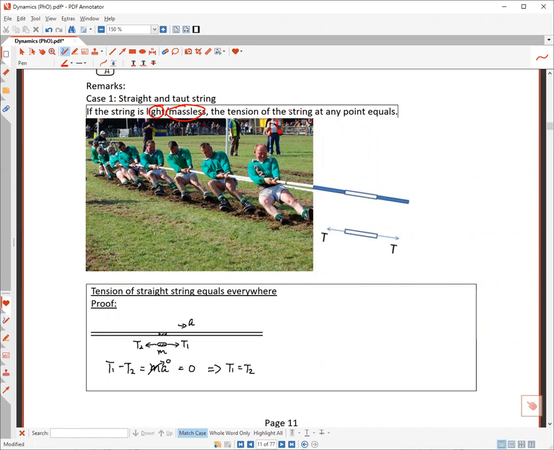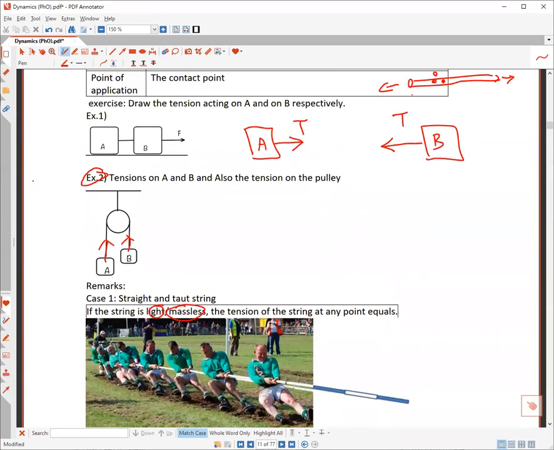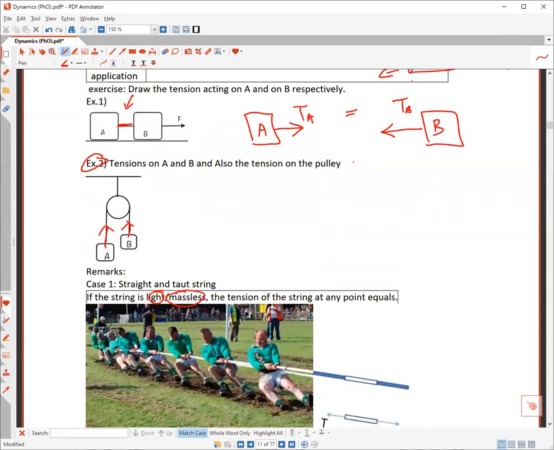Then the tension of the string at any point is equal. Like in the case of exercise one, if the string has no mass, then the tension acting on object A has the same magnitude as the tension on object B. So they have the same magnitude.